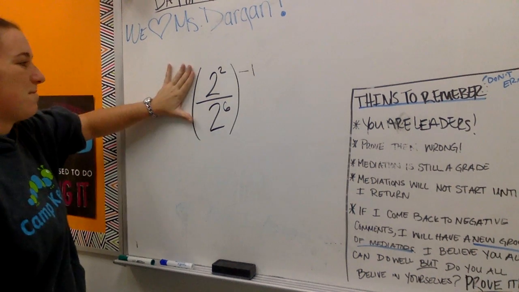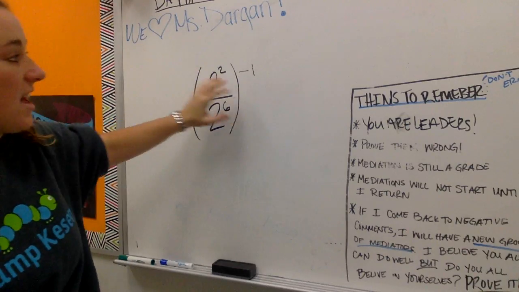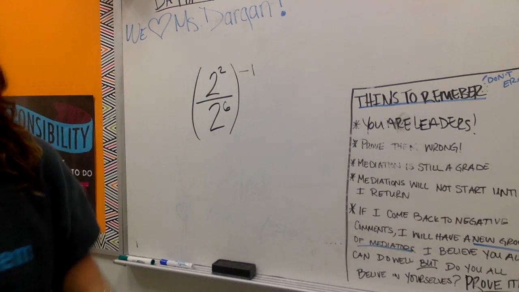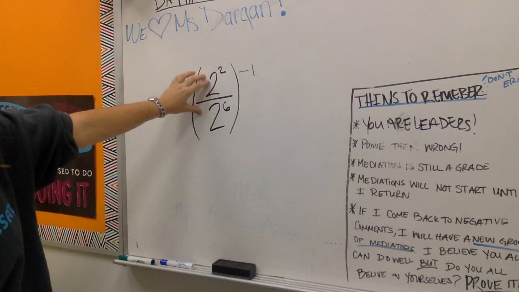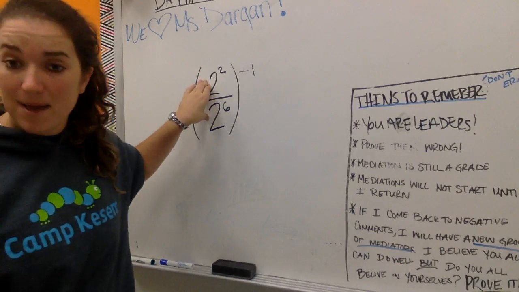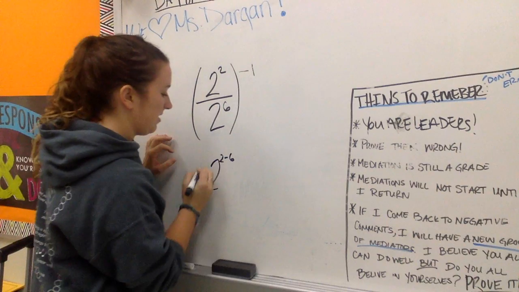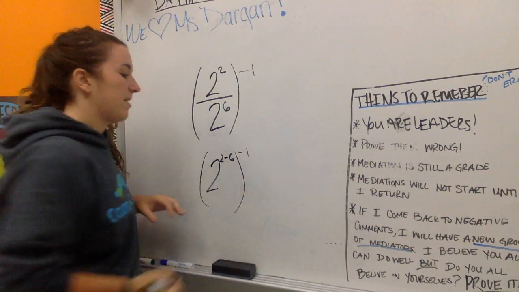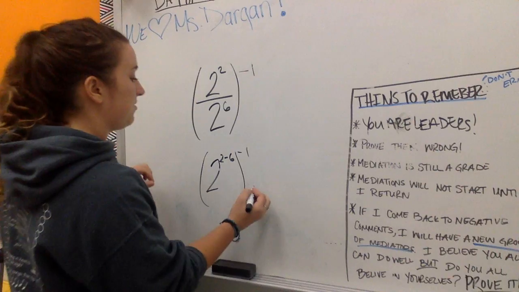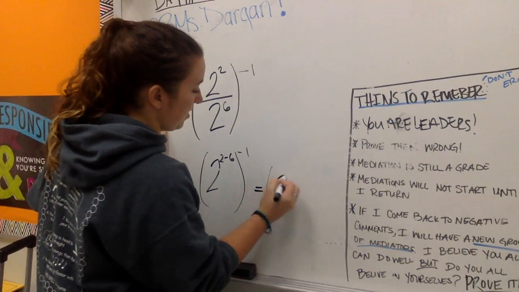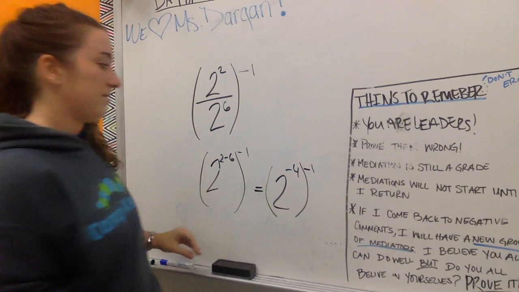Our next problem says simplify this expression right here. This expression has division as well as an exponent outside the parentheses. I know when I follow my order of operations, I need to simplify in the parentheses first. When I am dividing with the same base, what do I do to my exponents? I subtract them. So I can simplify inside the parentheses to 2 to the 2 minus 6th power. 2 minus 6 is what? Negative 4. So I have 2 to the negative 4th power, and then raised to the negative 1st power.